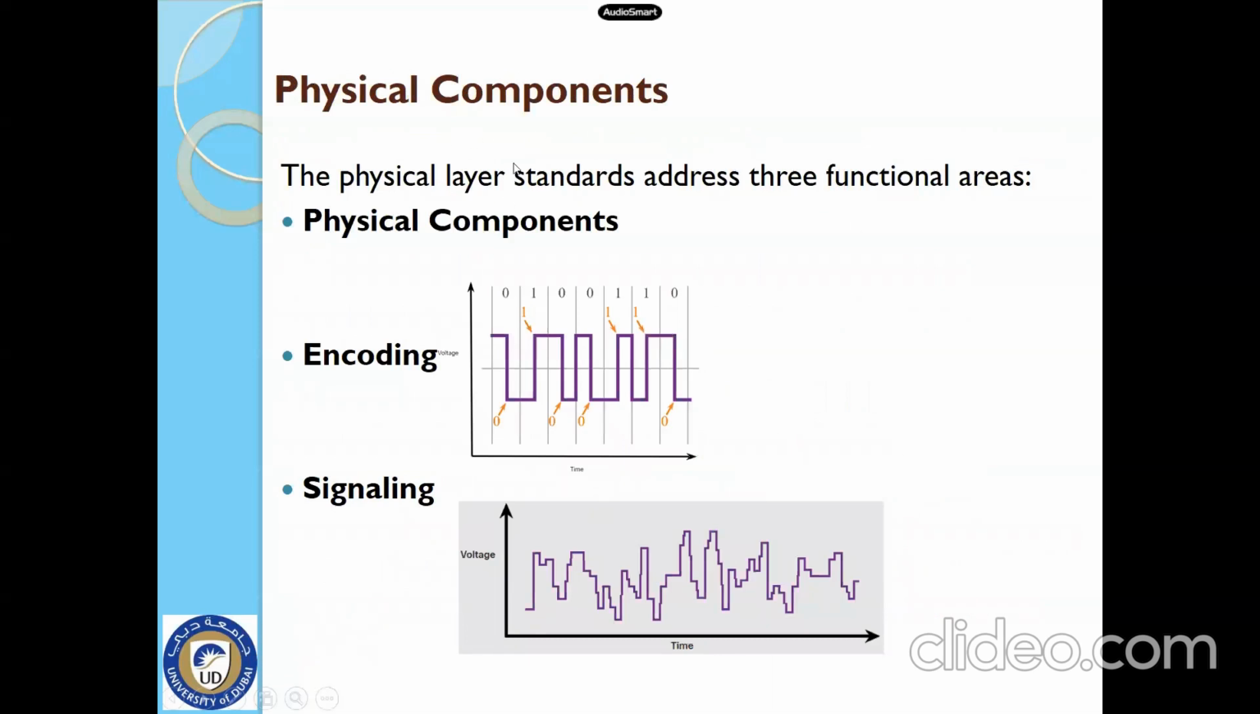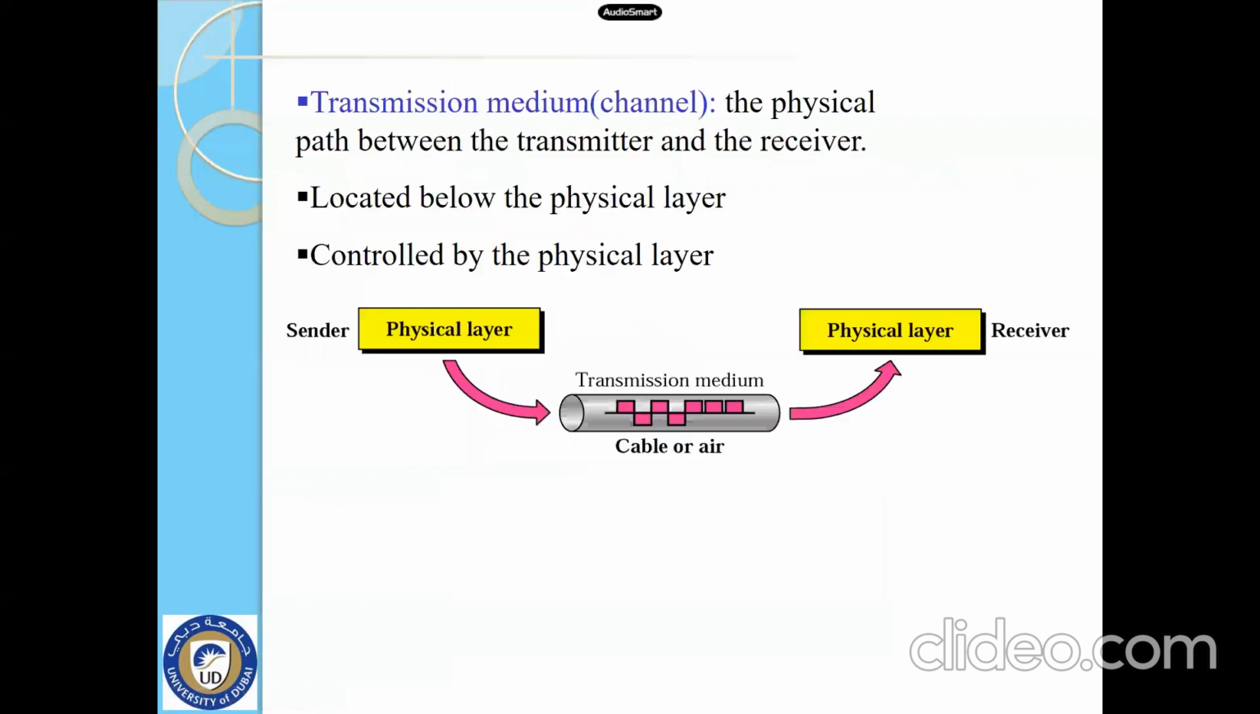All right, now the physical components. It's the responsibility of the physical layer to address these 3 functional areas. We have the physical components, and that's going to be the focus of today's lecture. Then we have the encoding. It's a bit difficult topic, and this is the responsibility of the network layer. And the signaling, how to send the data. This one we're going to cover today, inshallah, through frequency division multiplexing, time division multiplexing, and code division multiplexing. We will not go deep into encoding. Probably we're going to cover it later in the subject.